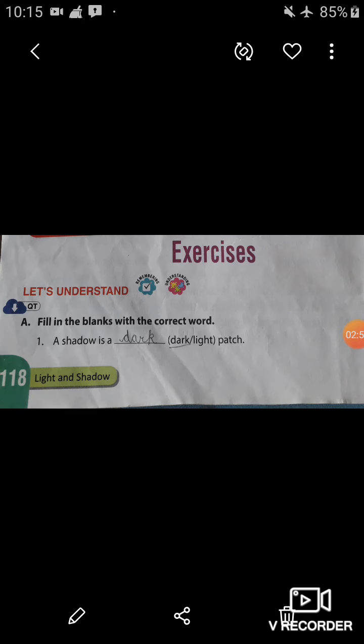Let's understand. Question number A. Fill in the blanks with correct words. Here two options are given in each sentence. You have to choose the correct word and write it in the given blank. A shadow is a blank patch. Here your answer will be dark.